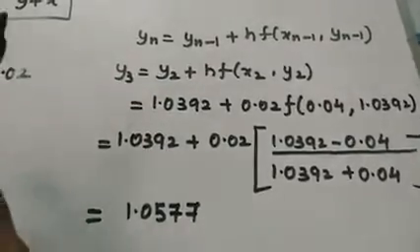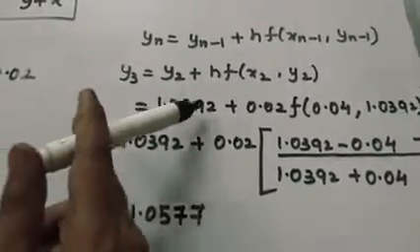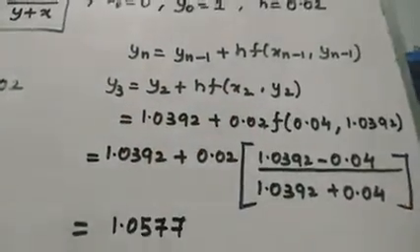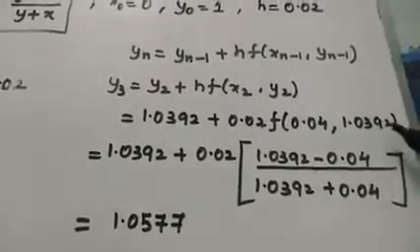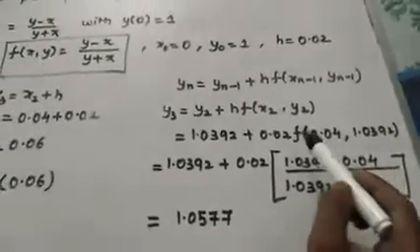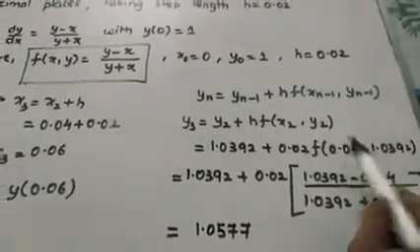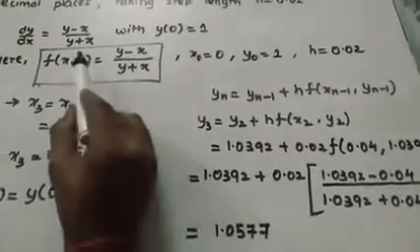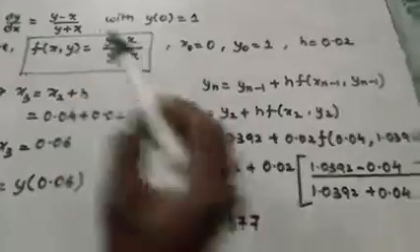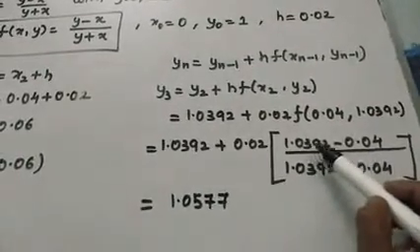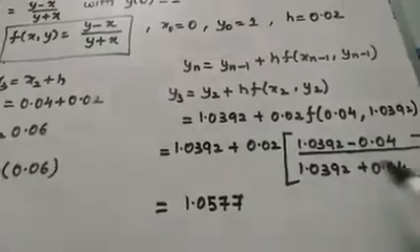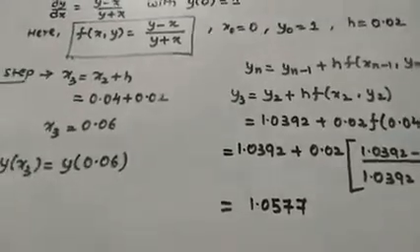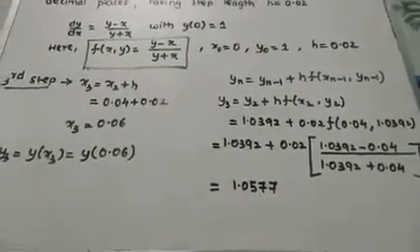Now y2, from the second step, we get the value 1.0392, plus h value 0.02, f of x2, with x2 value 0.04 and y2 again 1.0392. Now see, this is our f, 0.04 is the x here and 1.0392 is the y here. So again putting in y minus x, that means 1.0392 minus 0.04 by y plus x. Now after simplifying we get y3 as 1.0577. So this is all about the third step.